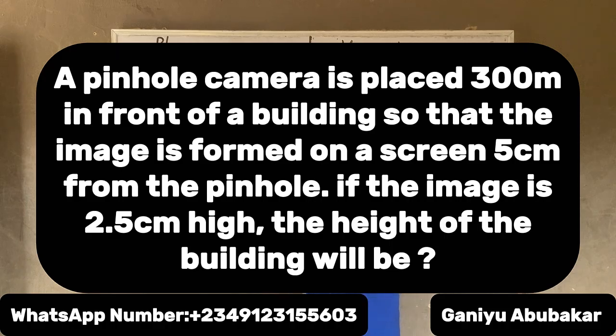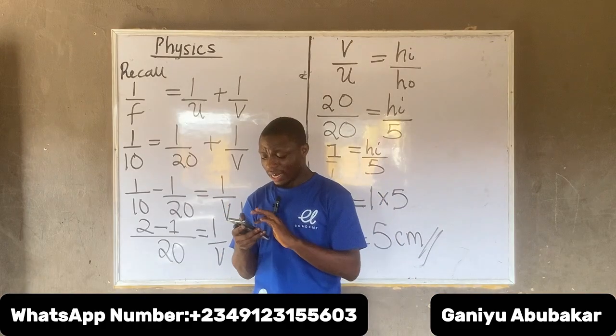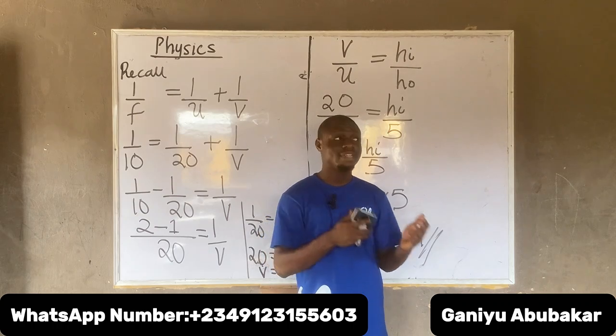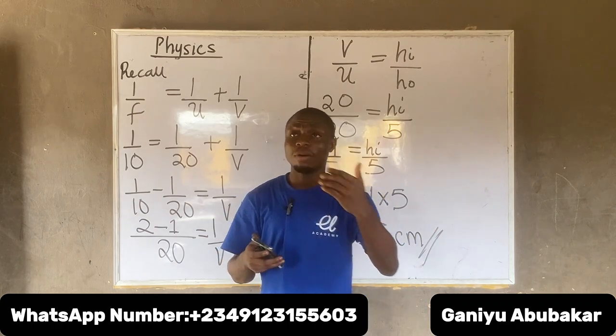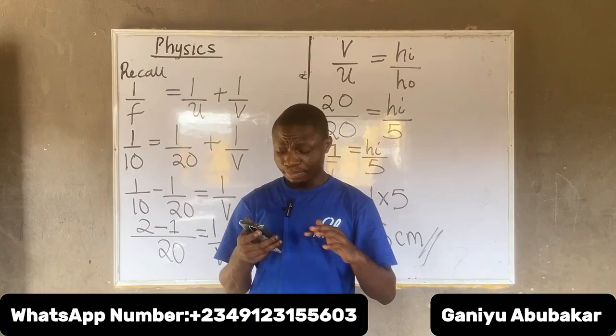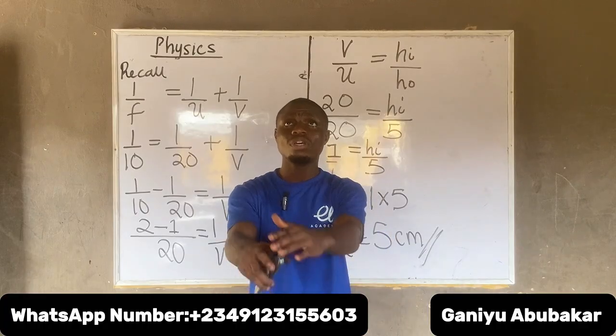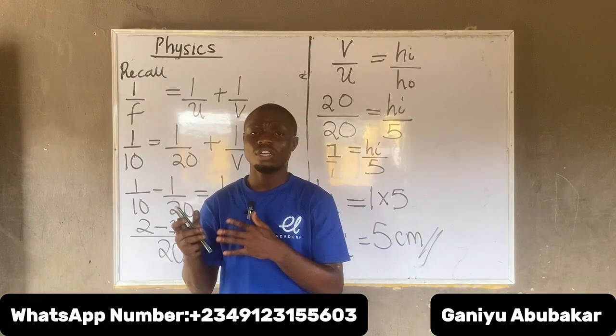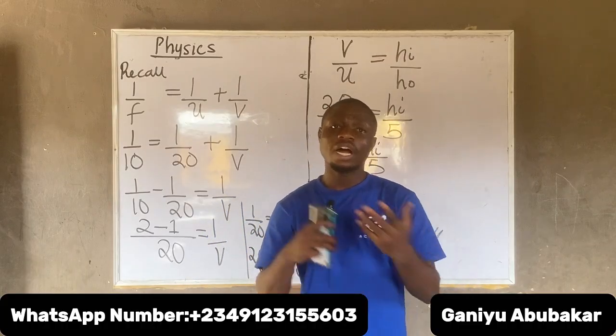Question 12 says a pinhole camera is placed 300 meters in front of a building so that the image is formed on a screen 5 cm from the pinhole. If the image is 2.5 cm high, the height of the building will be dash. So you are left to do 11 and 12 as an assignment. I have done 1 to 9. You do 11 and 12. Please leave your answer in the comment section for 11 and 12.